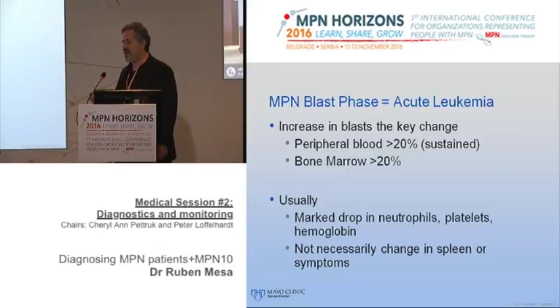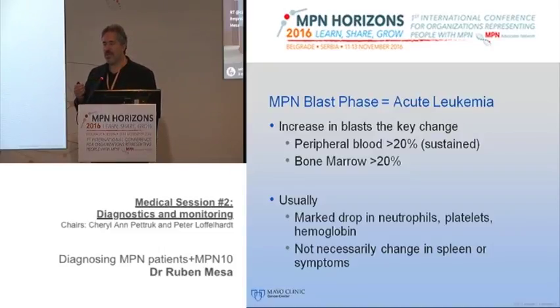Now, how we define acute myeloid leukemia in someone that had an MPN first are either blasts in the blood over 20% or in the bone marrow greater than 20%. Blasts are the earliest cells in the bone marrow. Normally they stay put in the bone marrow. Normally they're less than 5% in the bone marrow. So this is a clear increase.